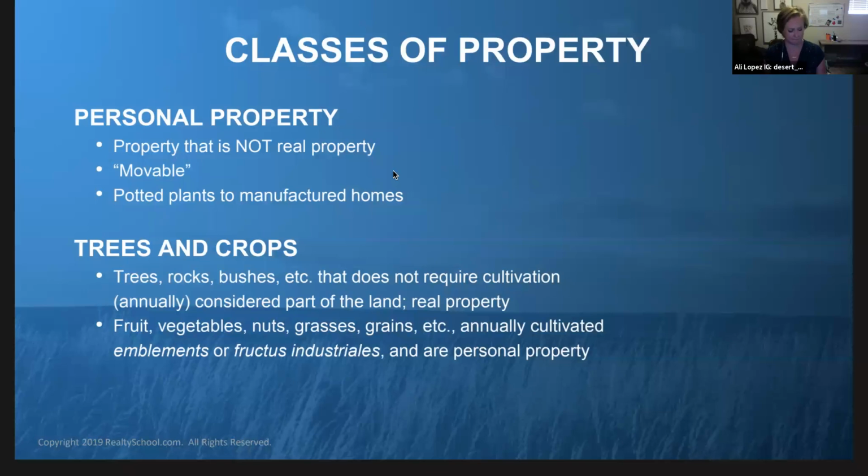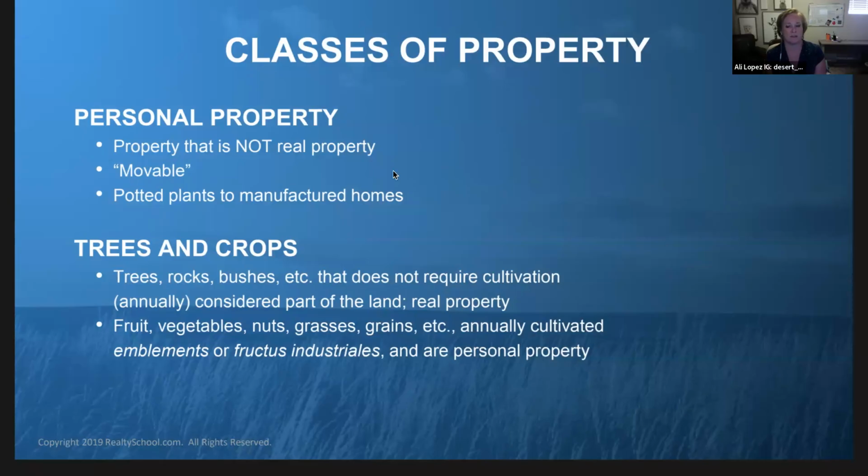Personal property is property that's not real property. It's movable. Anything from a potted plant, a tiny home on wheels, a manufactured home. Sometimes sheds are considered personal property because they're just on a slab. What's another great example of a piece of personal property? Salon chairs.